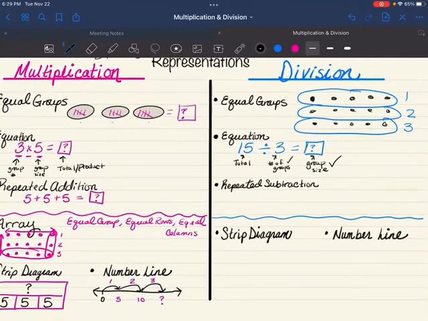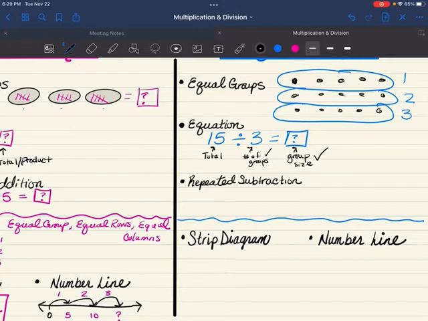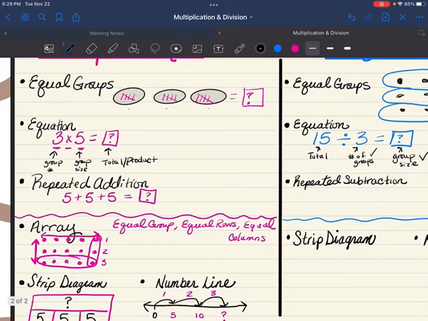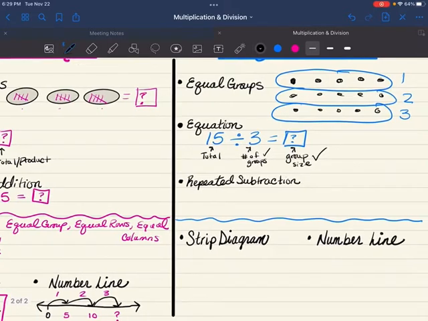Now, repeated subtraction. This is the one that everybody's been asking about. What is repeated subtraction? Well, it's the opposite of repeated addition. So in this case, we're going to start with 15 and subtract 1 group of 5. 15 minus 5 is equal to 10. Now I have 10 cupcakes because I gave 5 away to the first student. Now I'm going to subtract another 5 cupcakes because I'm going to give 5 cupcakes to the second student. And then I'm going to have 5 cupcakes left.